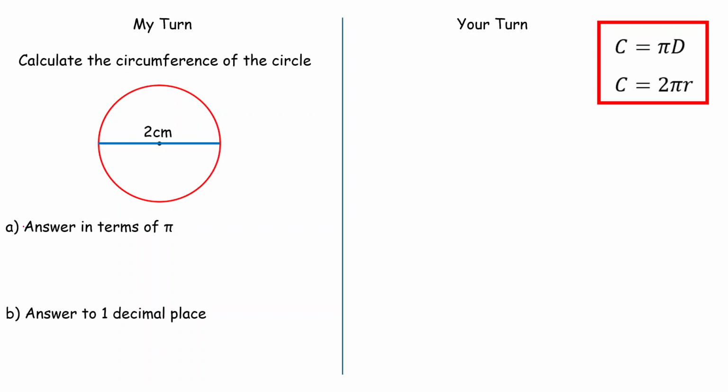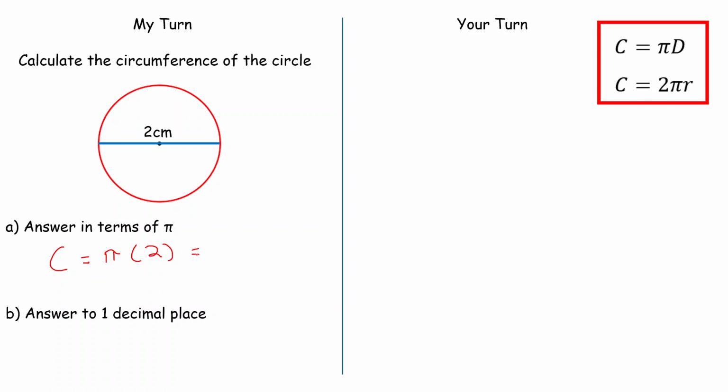And the first one is saying, give your answer in terms of pi. Okay, that just means, well, circumference, and I've been given the diameter, so I'm going to be choosing to use this formula up here. So I can say that the circumference C is equal to pi, and then I'm going to substitute in for d, and I'm going to use a bracket here. My diameter I can see is 2. So circumference is equal to pi times 2.